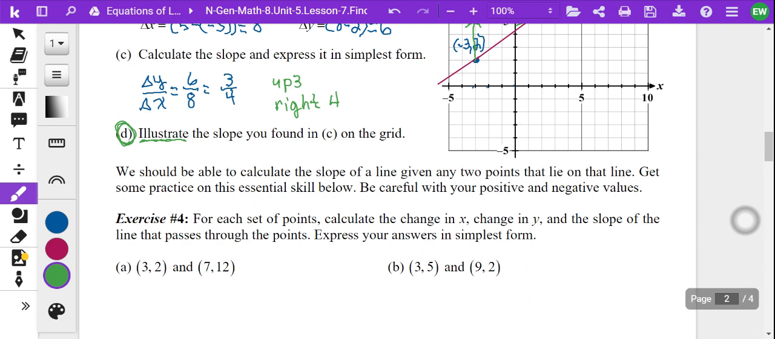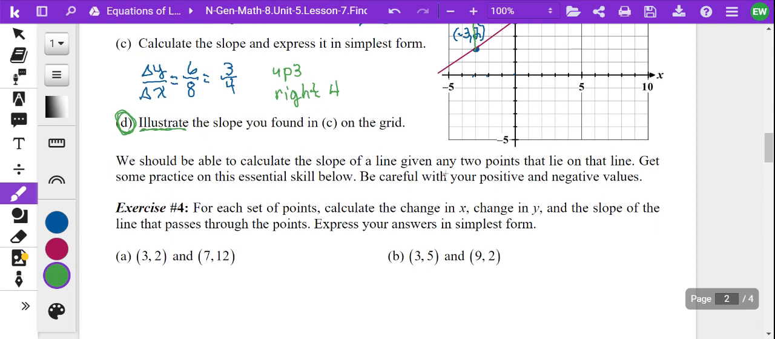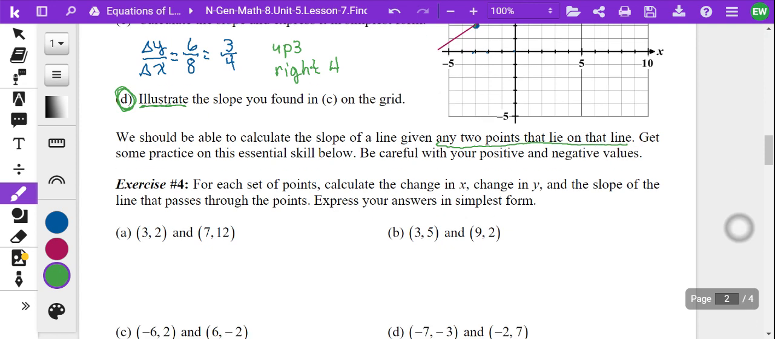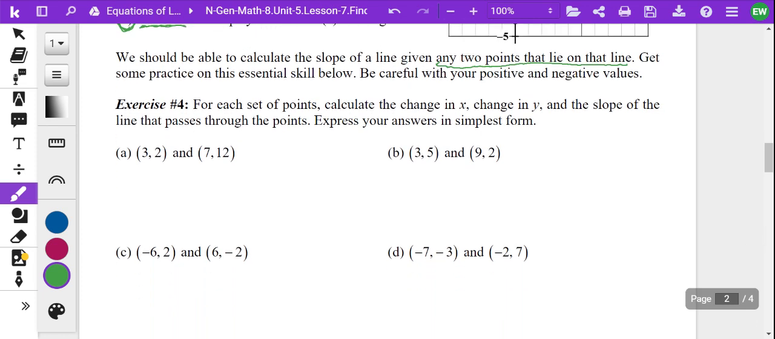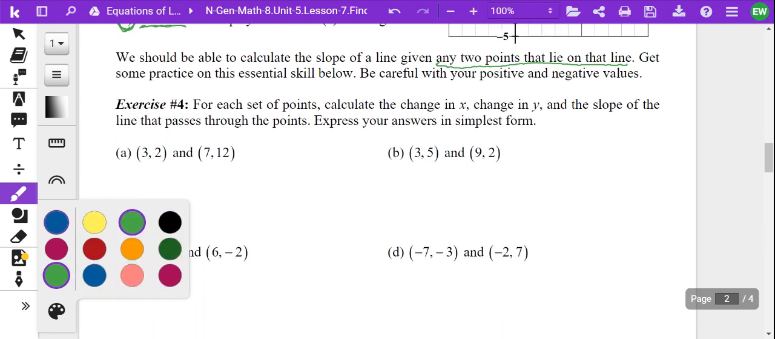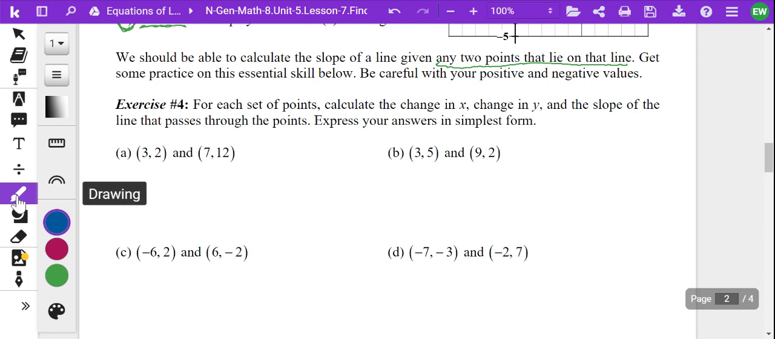We should be able to calculate the slope of the line given any 2 points that lie on that line. It doesn't matter. Get some practice on that essential skill below. Okay, so for exercise 4, we're going to do A together, and then I want you to do B, C, and D on your own, and then check your answers, okay?